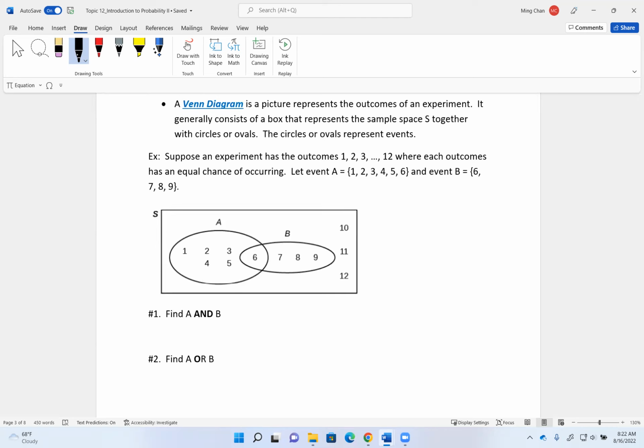Okay, so the notation is this. Find the event A and B. So the intersection, this is the notation for intersection. The event of A and B will be 6, because that number 6 overlaps between the 2 events. So that 6 is in A and in B. Okay.